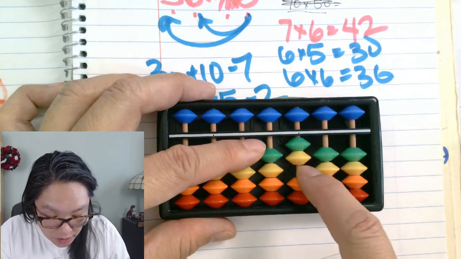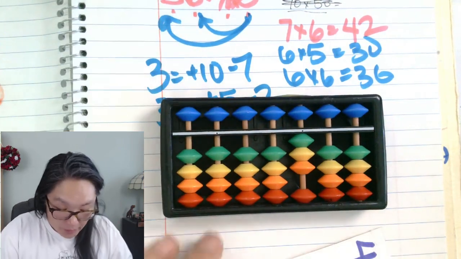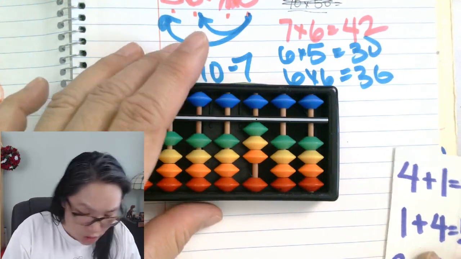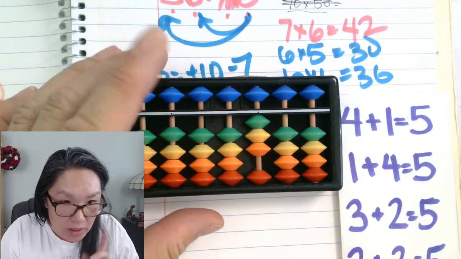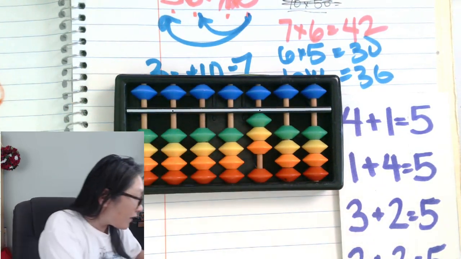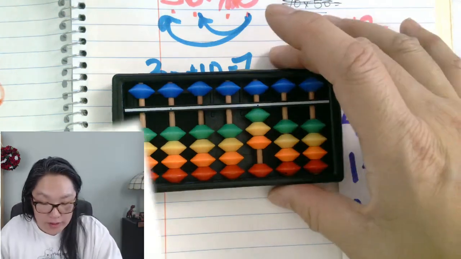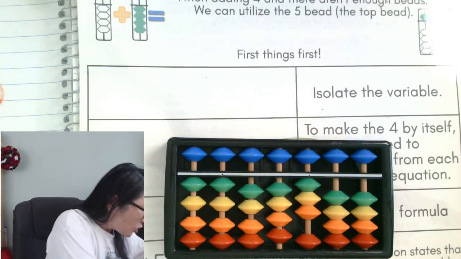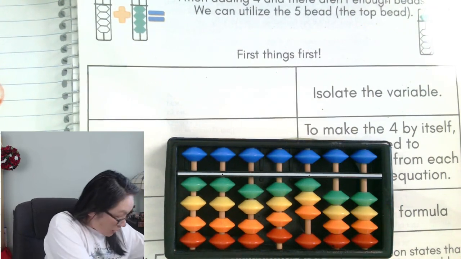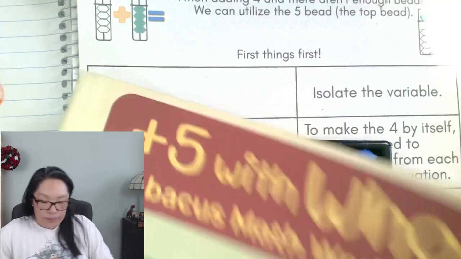So the first thing we're going to do is understand this. Okay, not a problem. The next thing we're going to do is understand why we need to add a 5. If I have 3 and I want to add 4, there's not enough beads to add the 4. So where's my question? Here's my question.